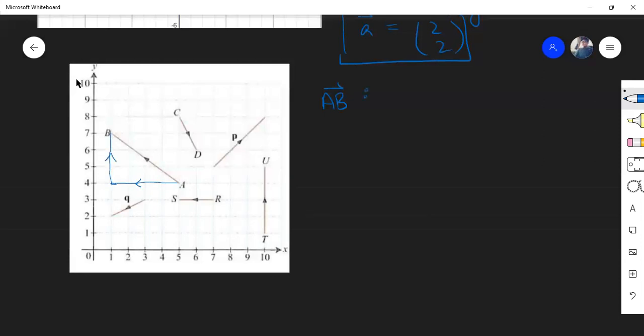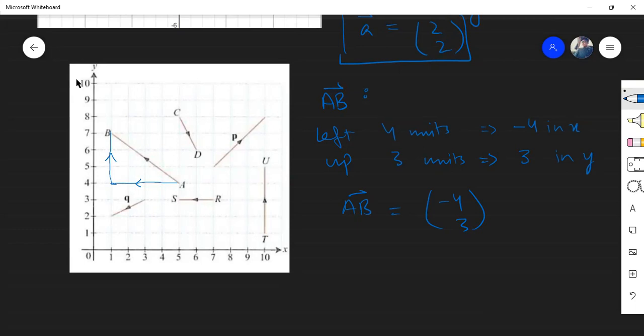So for AB, we need to go left 4 units and up 3 units. Left 4 units means -4 in x, and up 3 units means +3 in y. So the column vector for AB would be (-4, 3). Do you get this?